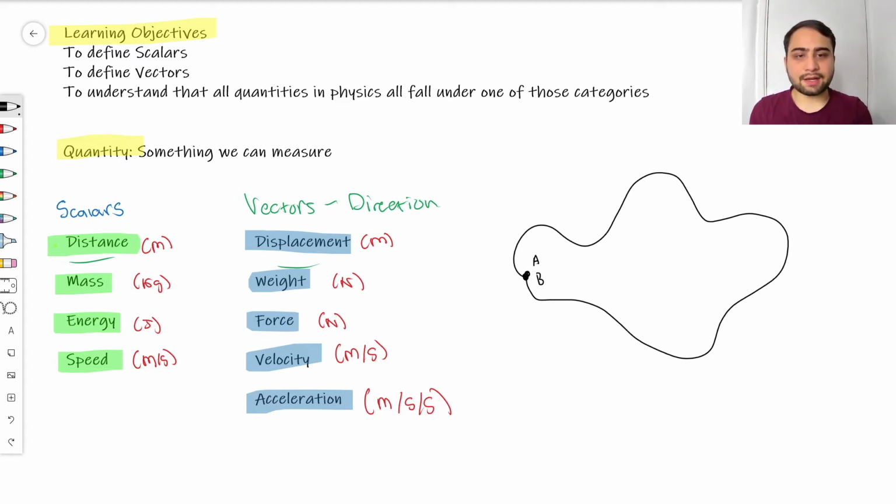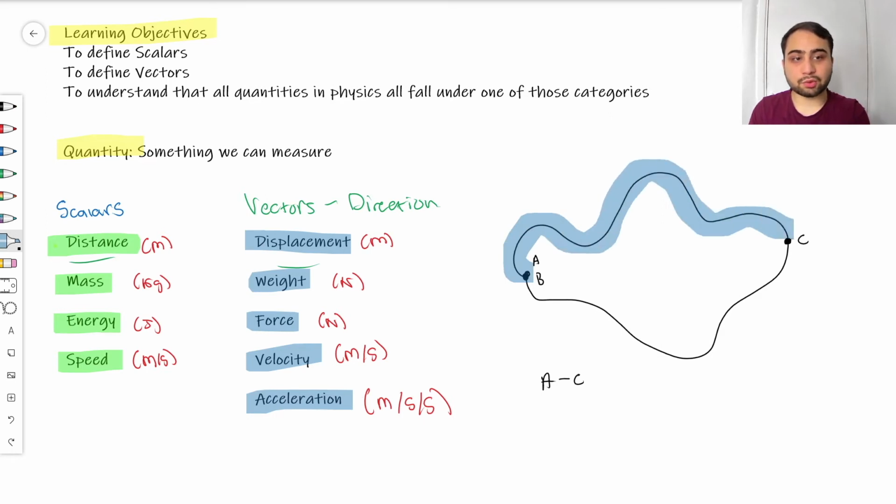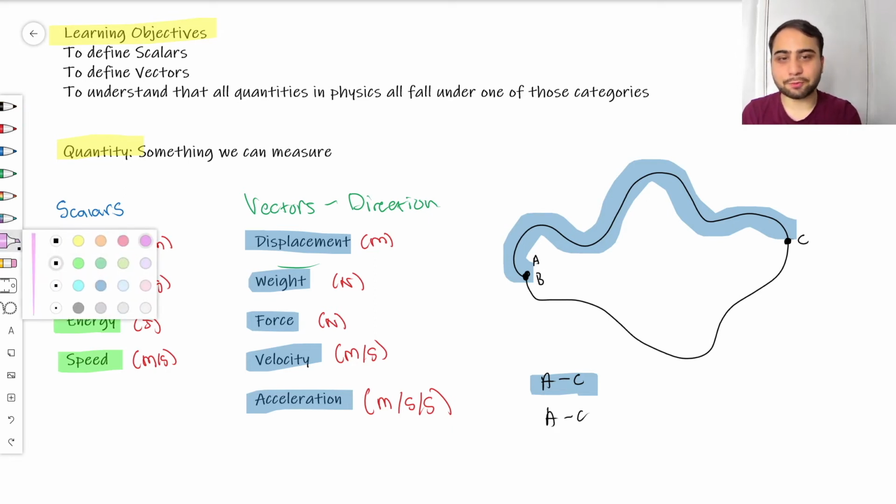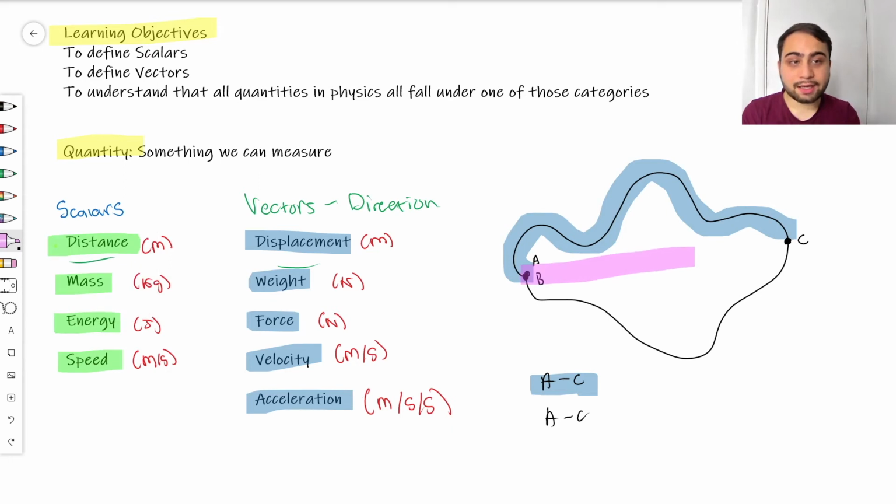Now, say I had another point along the path called C. Now, the distance from A to C would be this path all the way around here, because they would have to travel this entire distance to get to C. However, let's highlight that path in blue. The displacement from A to C, let's do that in purple, would be in a straight line from A to C.